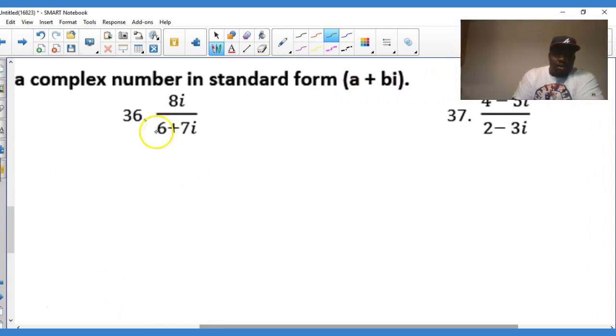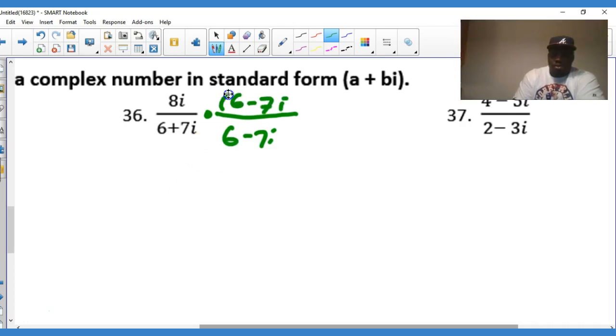We have 8i all over 6 plus 7i. Multiplied by the conjugate of the denominator again. This is 6 plus 7i. This is in standard form. So the thing that changes, look at the imaginary part, identify the operation sign, that's what changed. So it's 6 minus 7i.